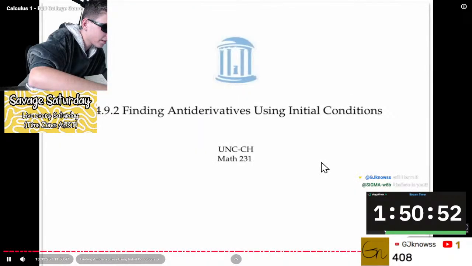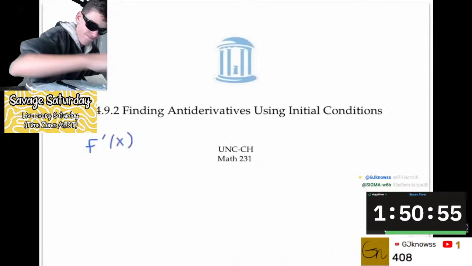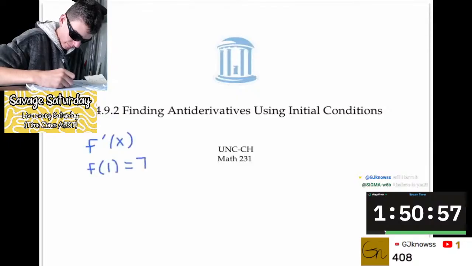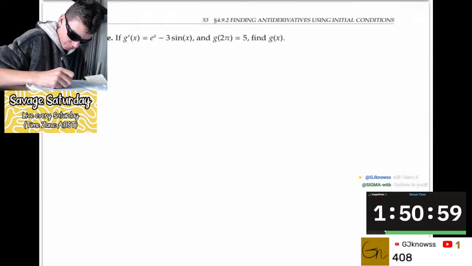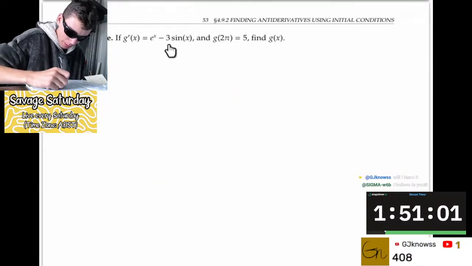In this video, we'll solve problems where we're given an equation for the derivative of the function, and we're given an initial condition, something like f of 1 equals 7, and we have to find the function f of x. In this first example, suppose g prime of x is e to the x minus 3 times sine x, and g of 2 pi is 5. We need to find g of x.